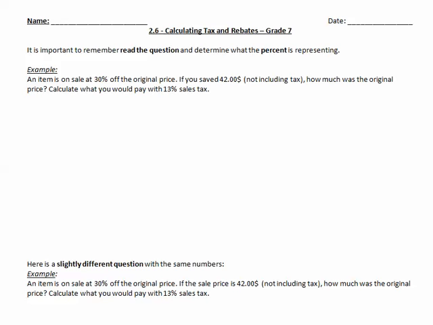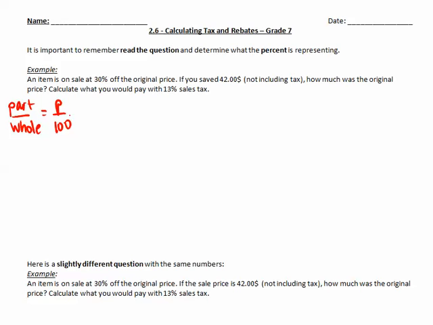Great, so welcome back to grade 7 math. We are now looking at chapter 2.6, which is calculating tax and rebates. And when we're looking at tax of something and when we're looking at rebates, we have to look at, again, using the same rules for percents, which is part over whole equals P, or the percent, over 100.